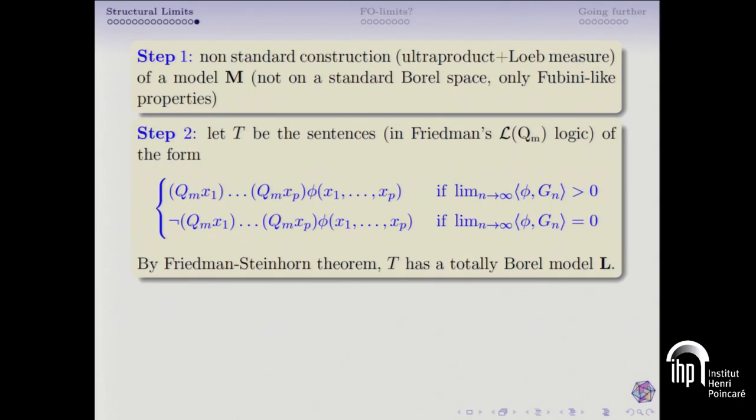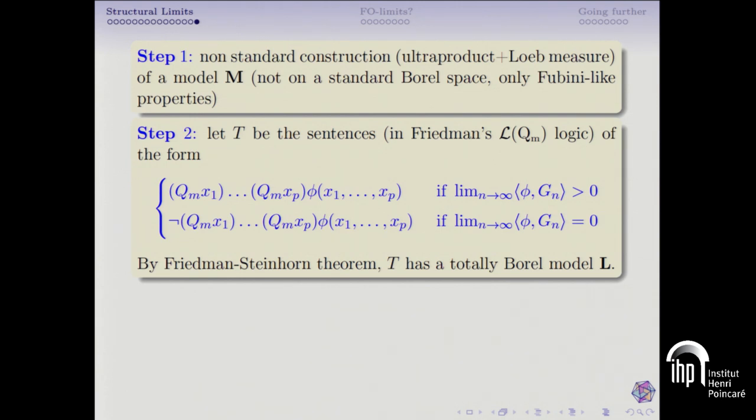And then you will only look at some special sentences that you will write not in first order logic, but in an extension which has been proposed by Harvey Friedman, L(Q_M) logic, where you have some quantifier Q_M whose intended interpretation is there exists a non-zero measure set such that. And you will not consider the full theory of your ultraproduct, but only these sentences which express that if you expect that a probability is greater than zero, it will be greater than zero. What are the Stone pairings that are zero and what are the Stone pairings that are not zero?